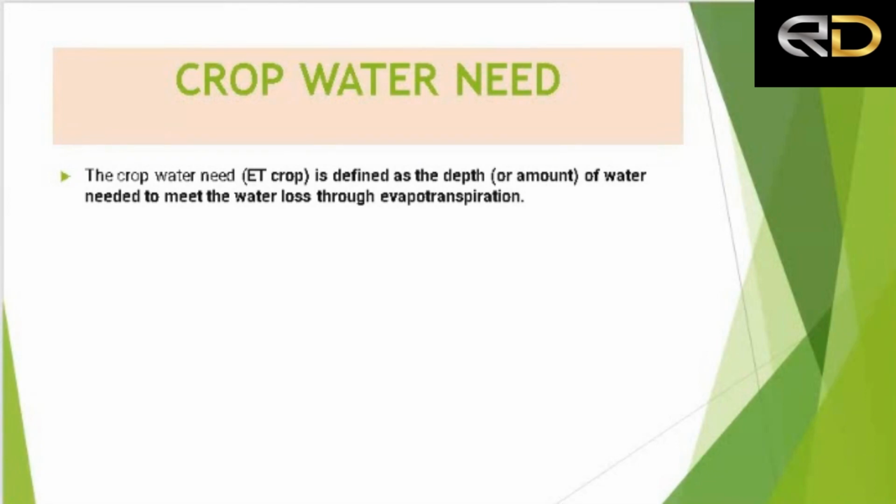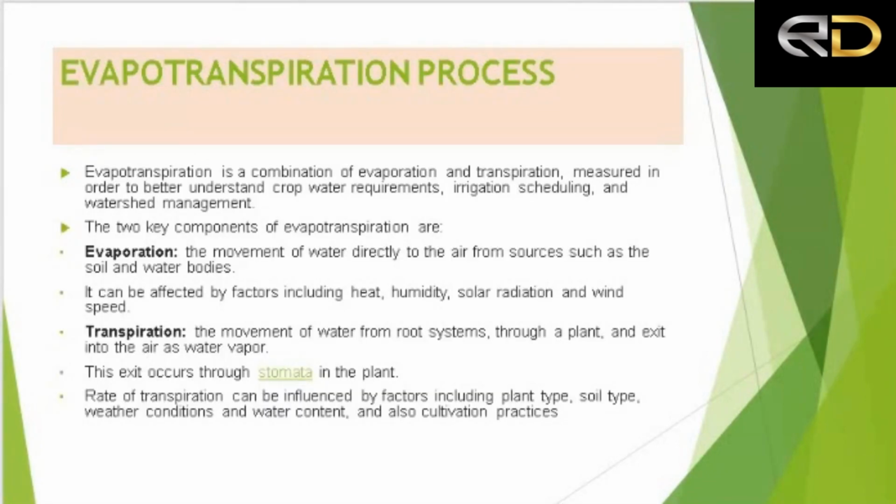So what is evapotranspiration? We'll see. These are two processes. One is evaporation, and another is transpiration. So what is evapotranspiration? It is the combination of the two terms, one is evaporation and the second is transpiration, which is measured in order to better understand crop water requirement, irrigation scheduling, and watershed management. So evapotranspiration depends upon what factors does it depend upon.